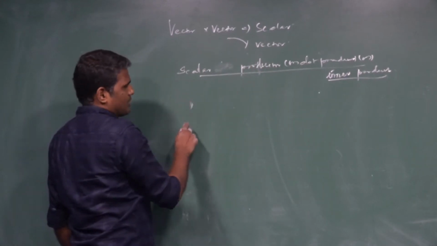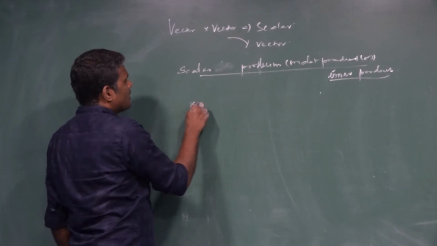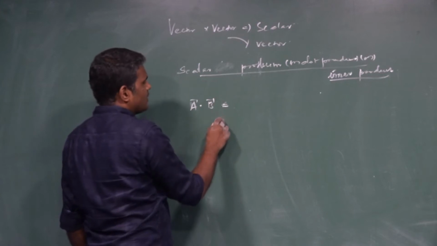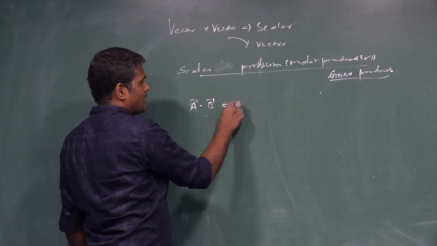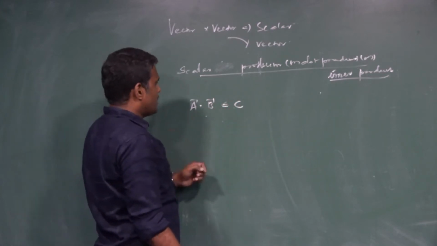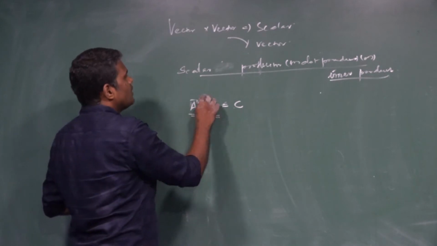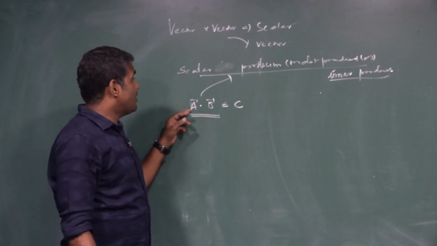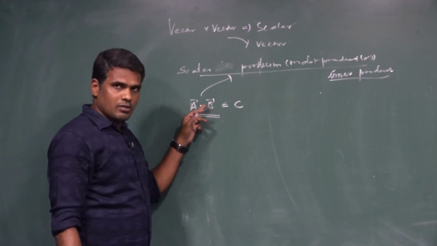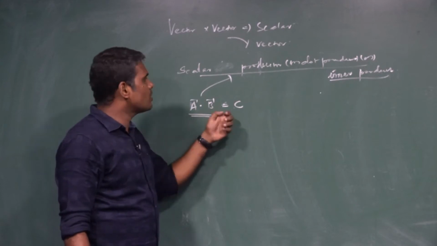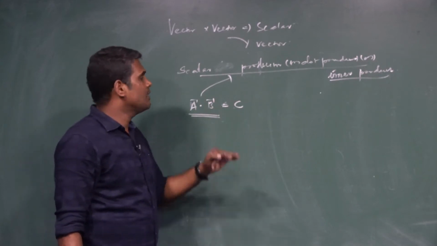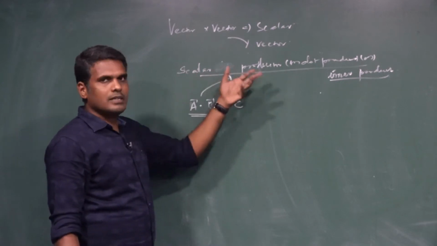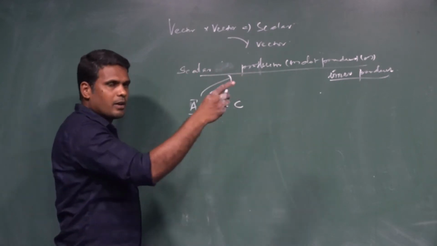What is a scalar product? If two vectors are taken a product, a dot product, and the resulting quantity is a scalar, let us say C, then this product is termed a scalar product. If A vector is taken a dot product with the B vector, and the resulting quantity is a scalar, then this can be represented as a scalar product or a dot product or an inner product.